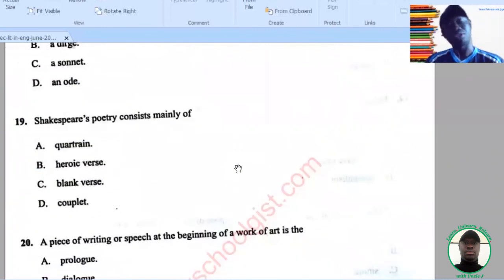The penultimate question. Shakespeare's poetry consists mainly of A, quatrain; B, heroic verse; C, blank verse; D, couplet. The correct answer here is quatrain.